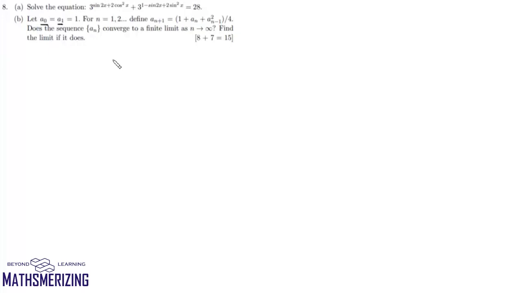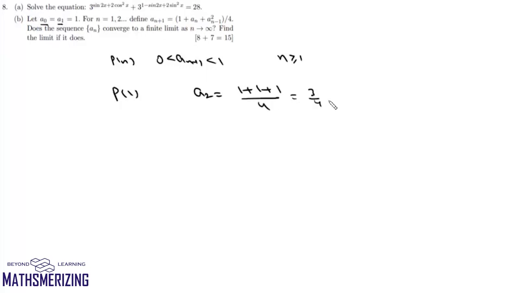So our statement is, for any n greater than or equal to 1, an plus 1 is greater than 0 but less than 1. Now we'll put P1. Now P1 is actually A2. Now what's A2? A2 is 1 plus A1, A1 is 1, A0 square, A0 is also 1, so divided by 4. So it is 3 by 4. So the value of A2 lies between 0 and 1. Now we'll assume that it is true for any value of k starting from 1 to n.